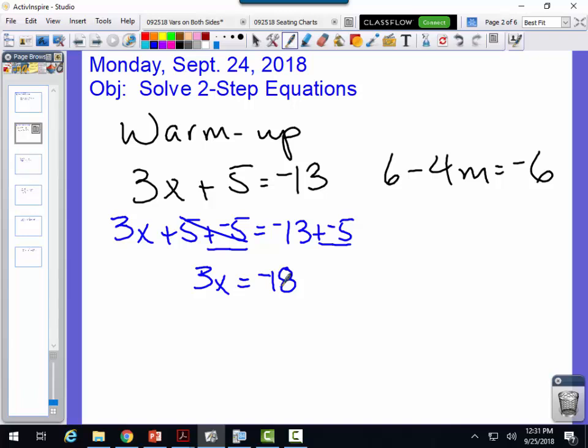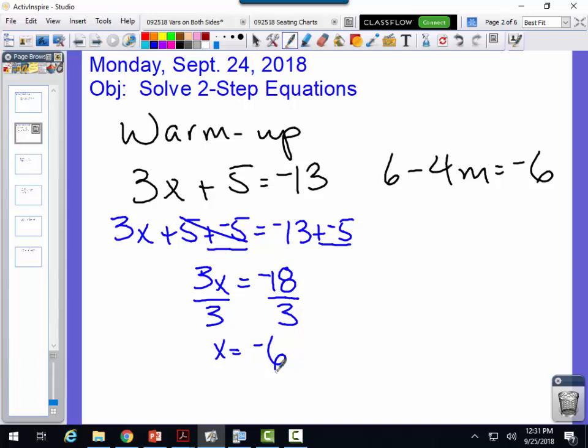Now we have a multiply by 3. So what we've learned is that if I have a multiply by 3, to undo that, we divide by 3. So we divide by 3, and x is equal to negative 6. Okay, so let's do one more real fast, and then we'll get into our lesson for today.